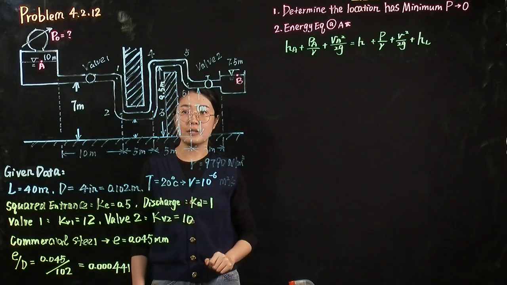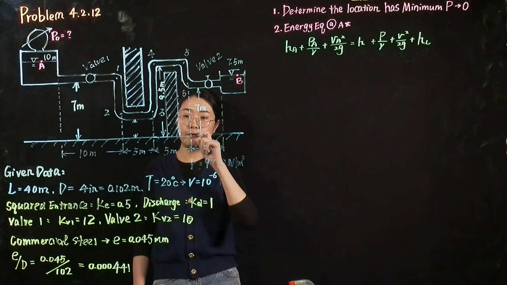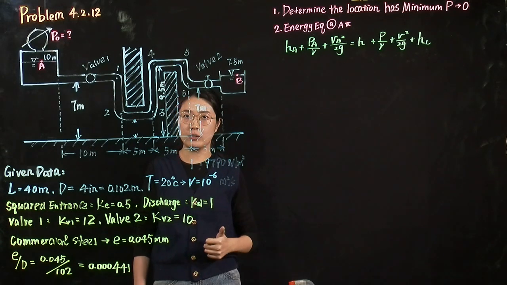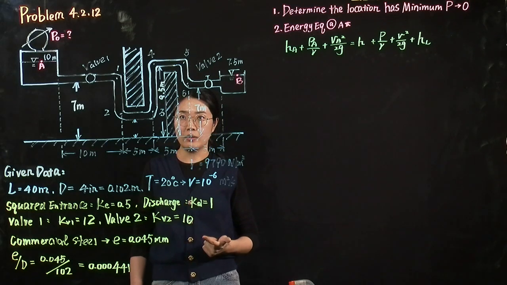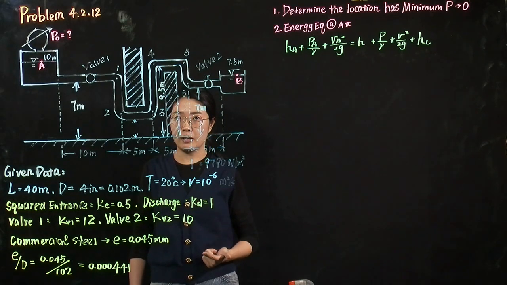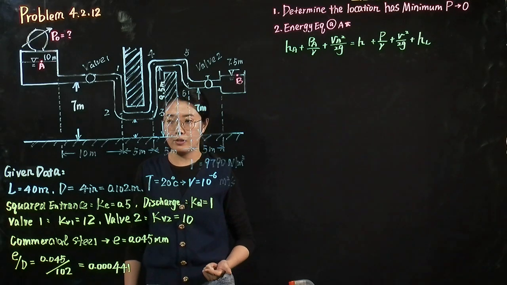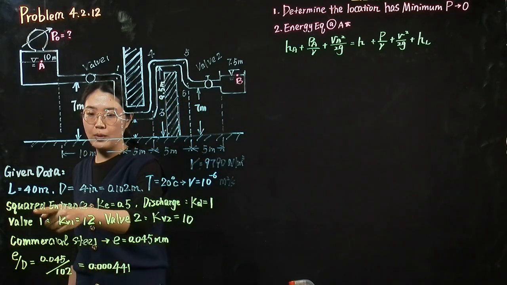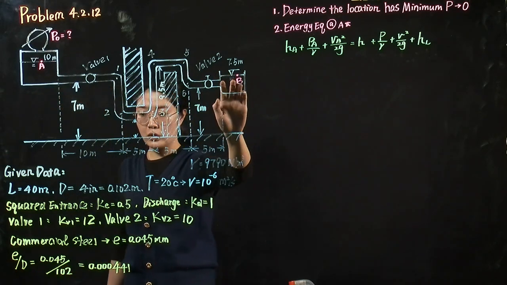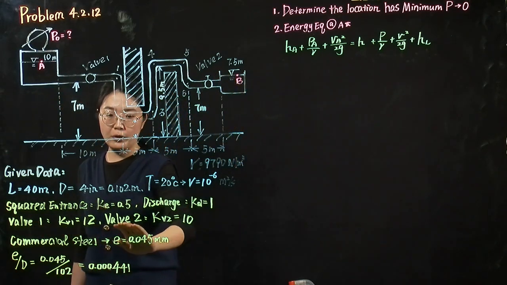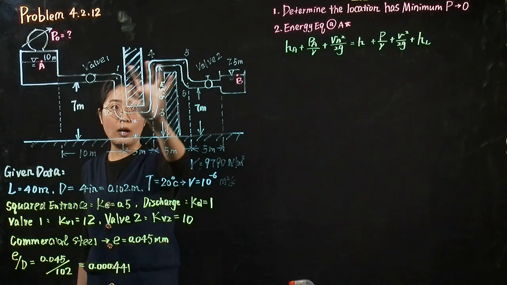The head loss in the pipeline system contains 2 parts. The first one is the major loss, which is also called the friction loss. The other part is the minor losses. The minor losses in this problem contain 4 parts. The first one is the squared entrance. The second one is the discharge. And the third and the fourth come from 2 valves.